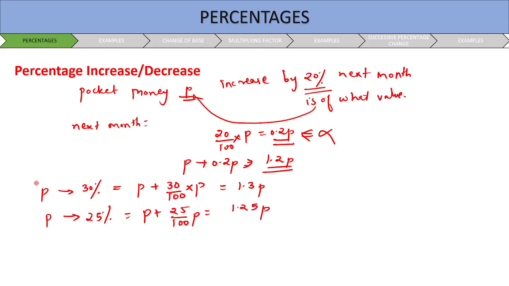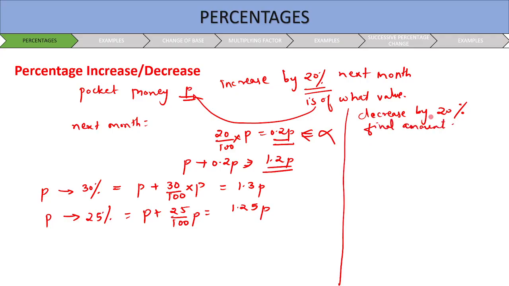And this we have discussed for percentage increase. Now let's say your pocket money, which was P, will decrease by 20 percentage from the next month. Then what is the final amount you will receive?